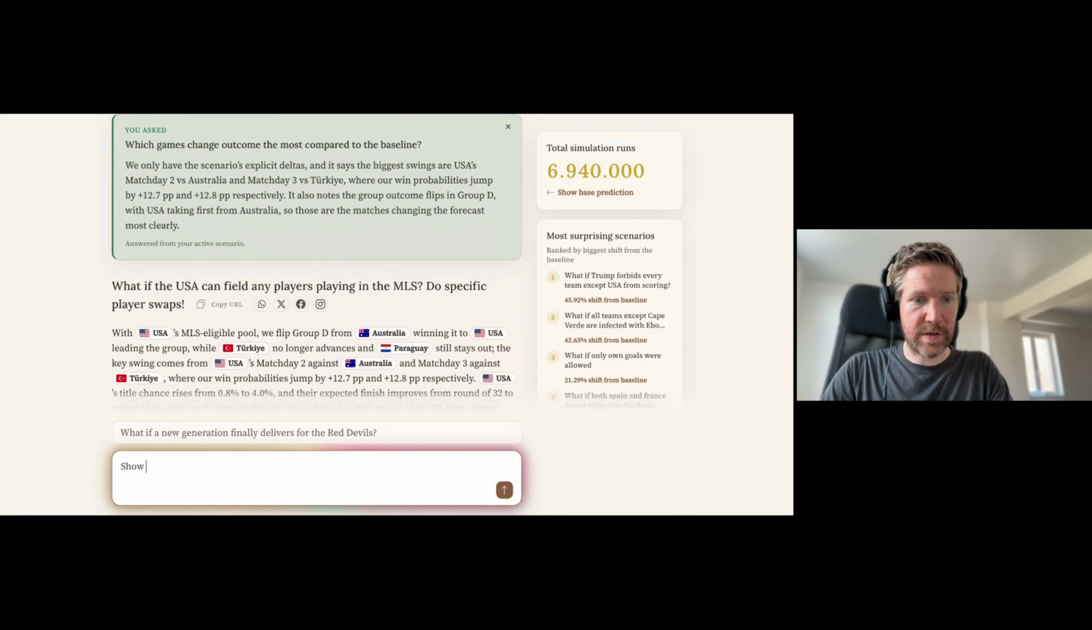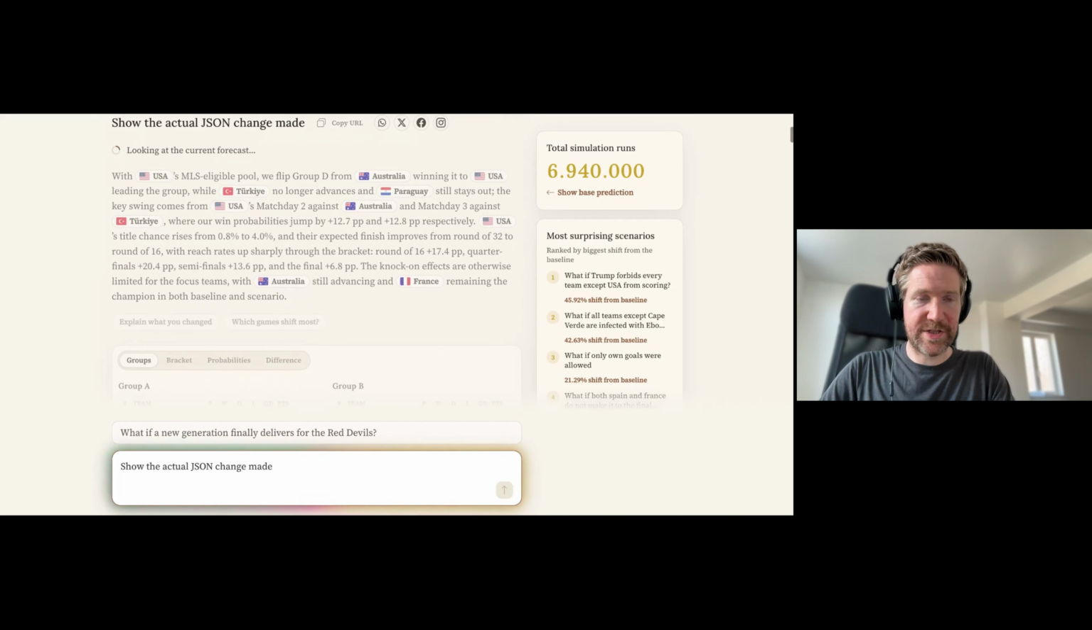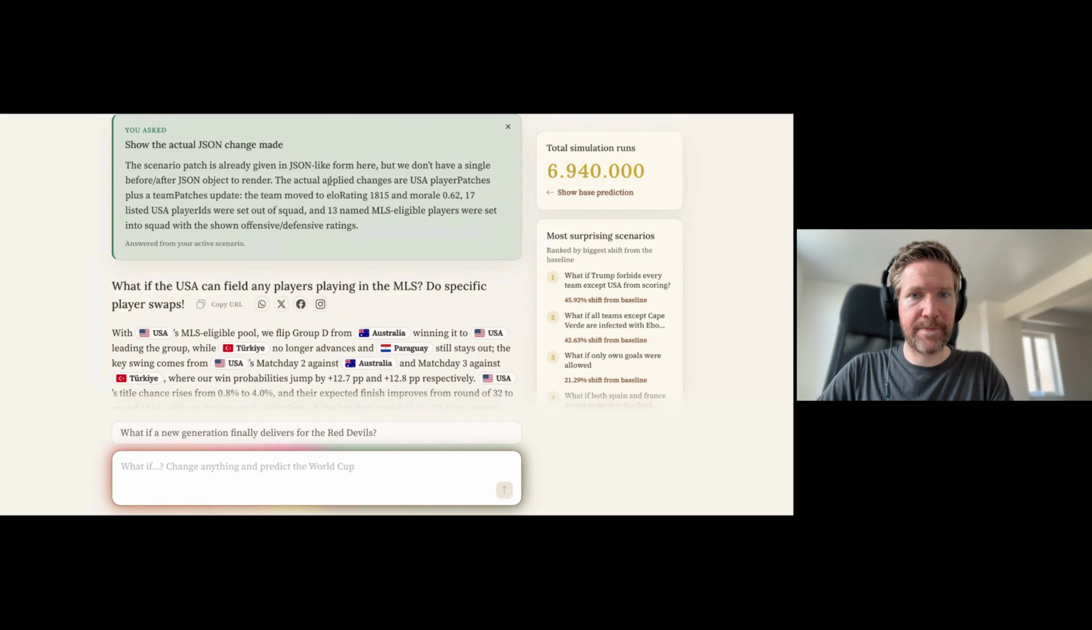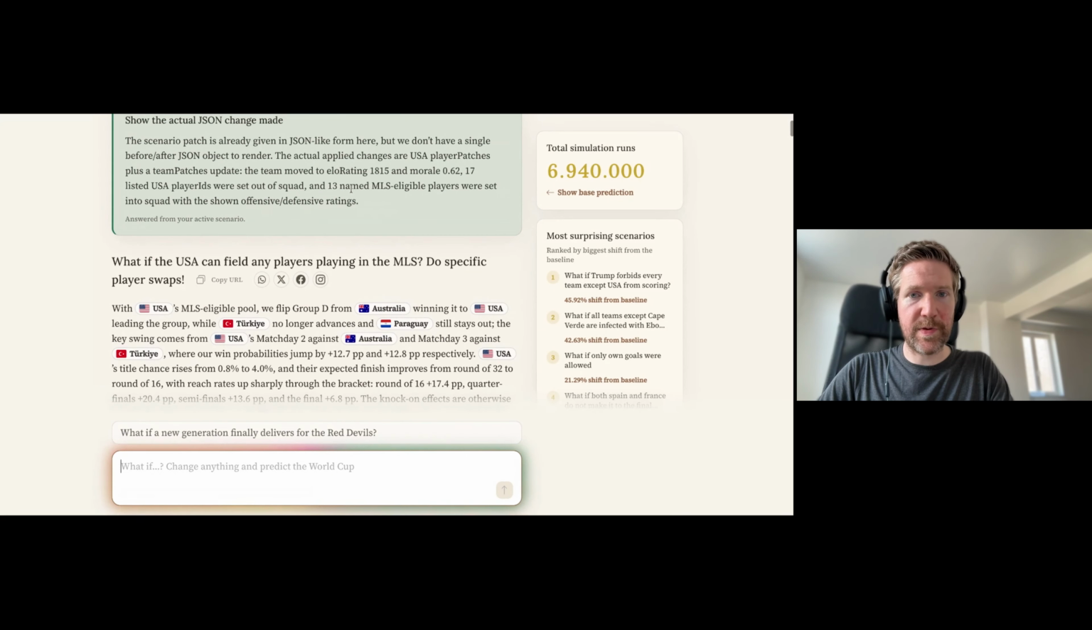But you can ask to show the actual JSON change that was made, because the agent has access to that information. Okay, so in this case, there were player updates. So 13 named players were moved into the squad, and the morale was also updated, for example.